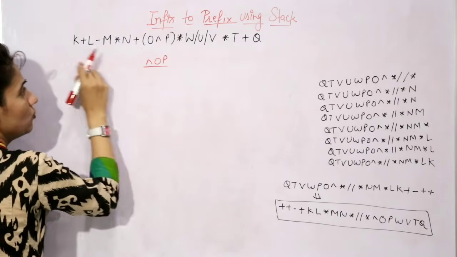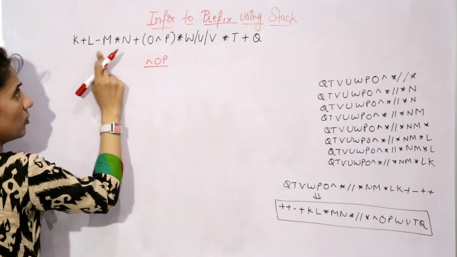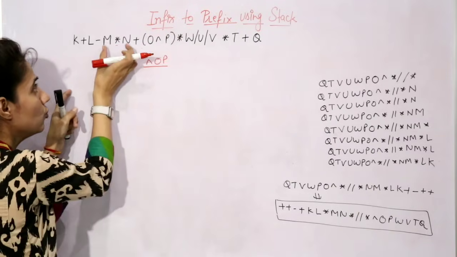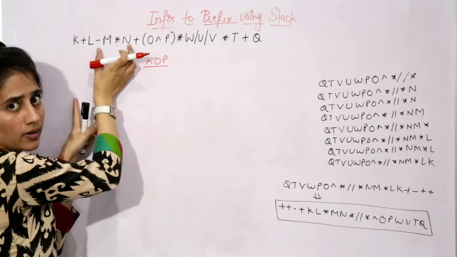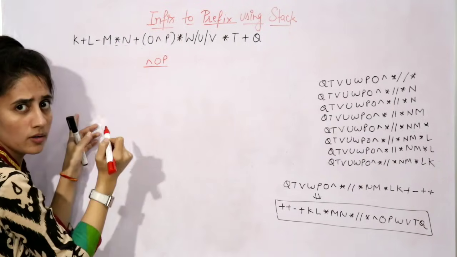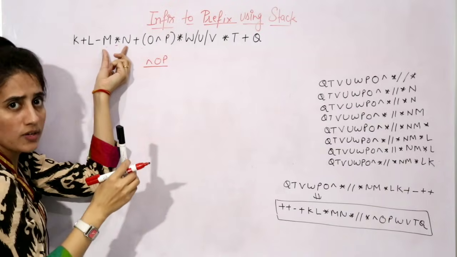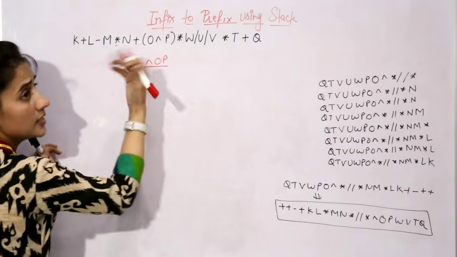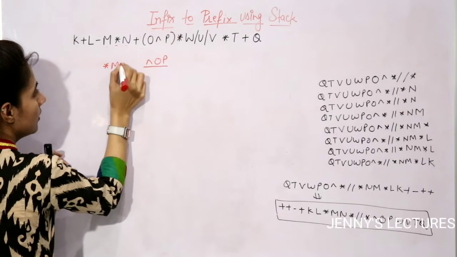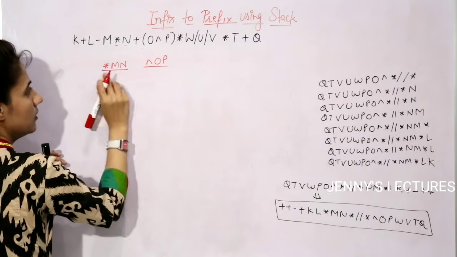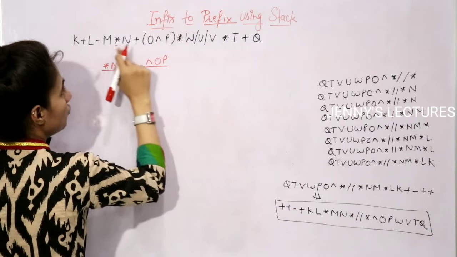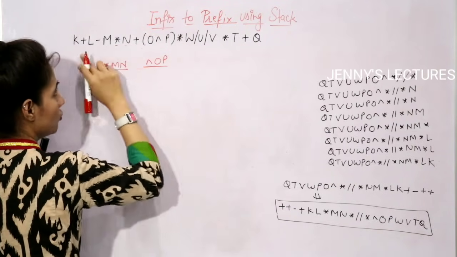Left to right means we will start scanning from the left, and this is the first multiplication. So first of all you need to solve this one. For this operator, the operands are this one and this one. So convert it into prefix first of all. In the second scan this would be mn. Now this is one complete operand. Now scan from left to right because these have left to right associativity.